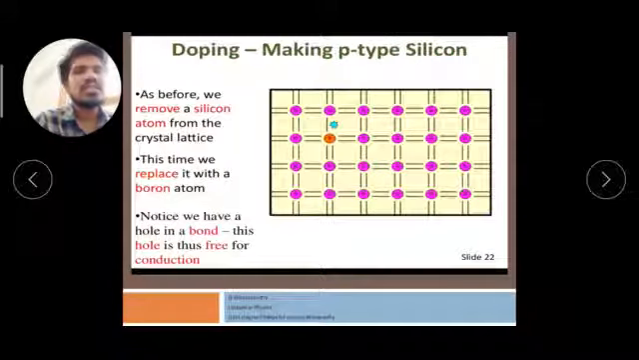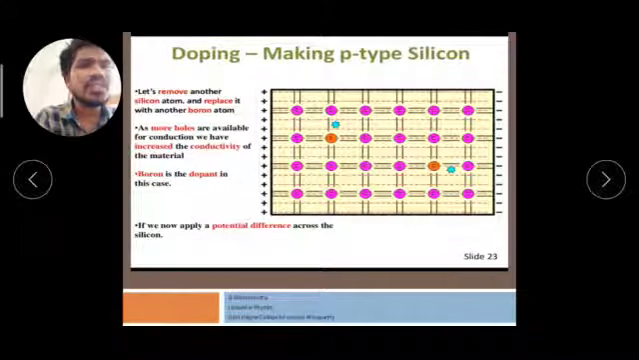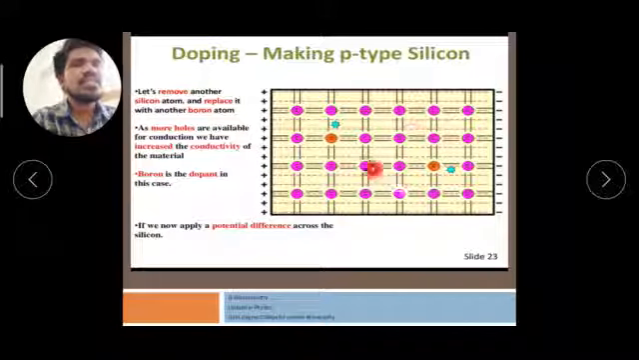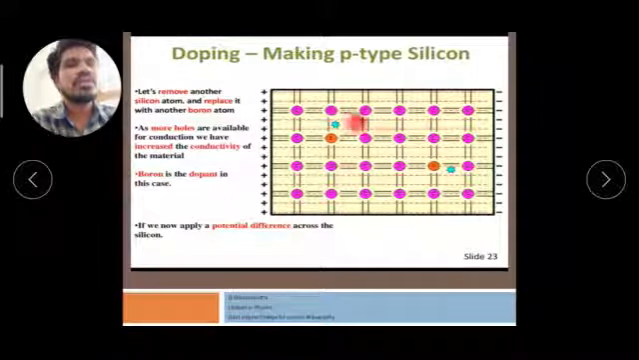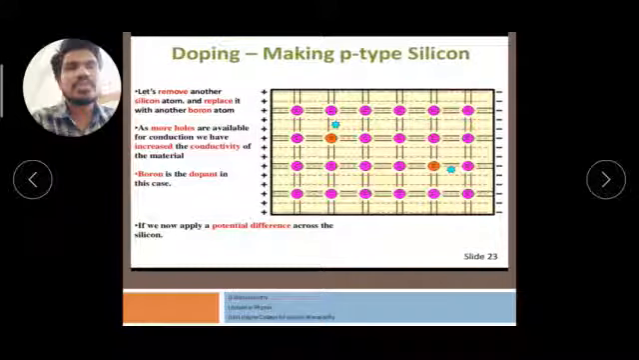You see, if you add one boron atom to the silicon lattice, then we get one hole. If you add more boron atoms to the crystal lattice of the silicon, then we get more holes. These holes move towards this side, and some of the minority electrons move towards the positive side.